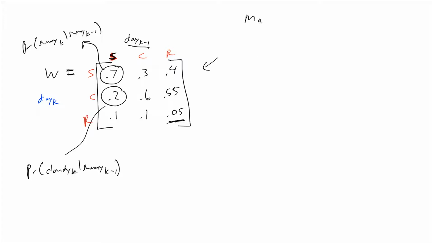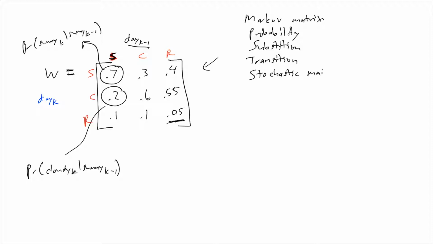It is called, by some people, a Markov matrix. Other people prefer the term probability matrix. Some people prefer the term substitution matrix. Some prefer the term transition matrix, which is actually the one that I think makes the most sense, because really what this is giving us is the probabilities for transitioning from one state to another. That's not actually the one I usually use, though. I usually use this one because it sounds the coolest, okay? Stochastic matrix is the name I use for this, okay? All these terms mean exactly the same thing.